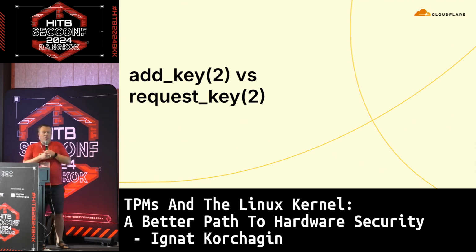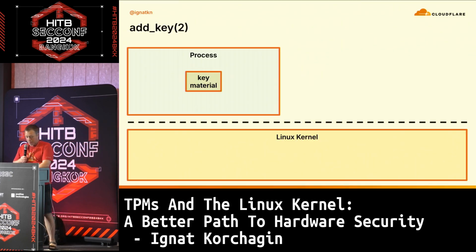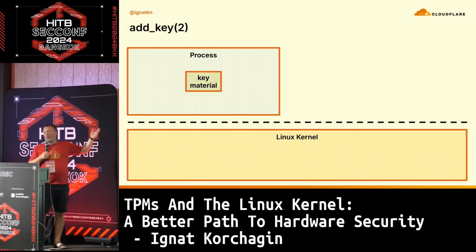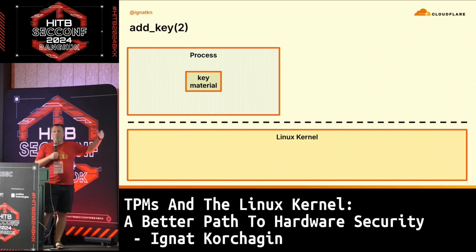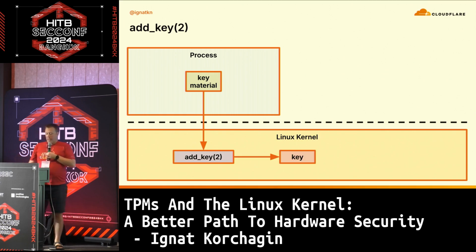It's worth mentioning the difference, in the kernel key store, between the add key and request key system calls. The difference is when you use add key, you need to provide the cryptographic material directly to the kernel. Depending on the key type, it can be a plain text key or a wrapped key, but you need to provide that data blob. So you call add key, and the key gets instantiated.